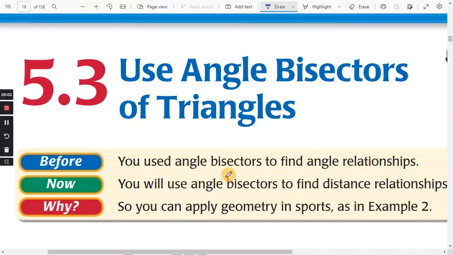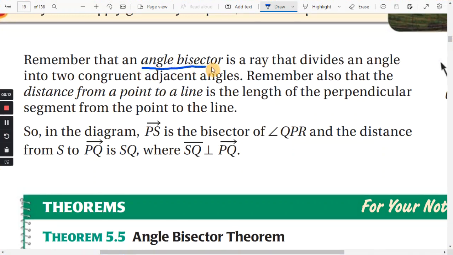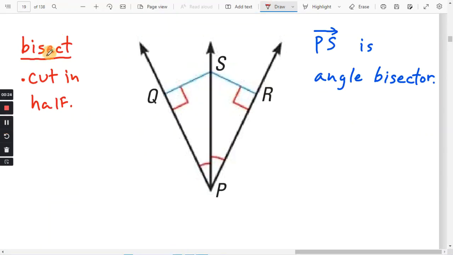Chapter 5.3, use angle bisectors of triangles. So you want to remember that an angle bisector divides an angle into two congruent adjacent angles. So it basically cuts it into two halves. Remember, bisect means to cut in half.